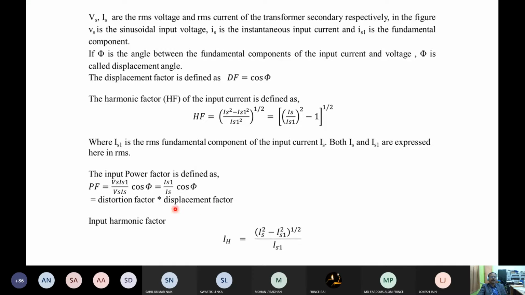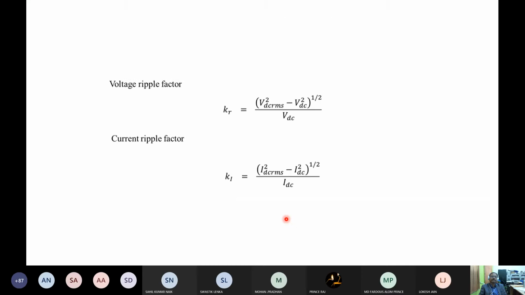We have defined input power factor as power consumed by the load divided by input volt ampere. So VS gets cancelled. So IS1 by IS into cos phi. Cos phi is known as the displacement factor, already defined, where phi is the angle between the fundamental input voltage and the fundamental input current. And there is a factor, distortion factor. Input harmonic factor is given by the whole square root of Is square minus IS1 square, divided by IS1.